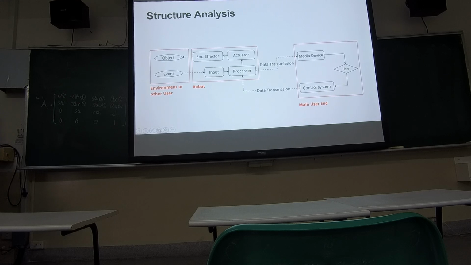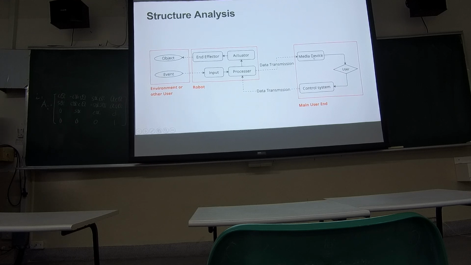In a general scenario like my flowchart shows, something happens in the distant environment. Some event happens. A person or an object performs an event. The input device of the robot, it might be a sensor, a camera, or a microphone, captures the event and converts it to a signal, just like a sensor does, right? After that, the signal is processed and sent back to the main user's end, who can view the information through the media device, right here.